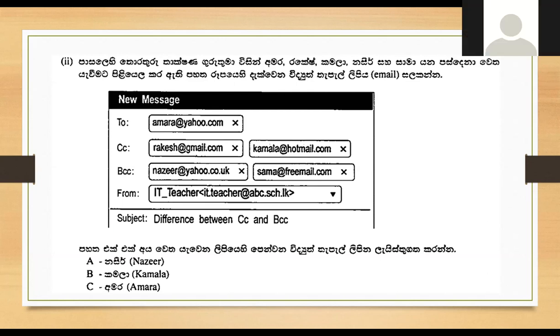Nasir can see. I'm asking when Kamala got this mail, what are the names? No need to worry about the address, what are the names she can see? Amara and Rakesh. That's all, right? Yes, IT teacher. Kamala can see only Amara and Rakesh. What about Nasir and Sama? Anil, what about Nasir and Sama? They can't see, miss. They got it after. So they can't see. Why is that? Because they got the email, the message after. Yes, that is why, right?